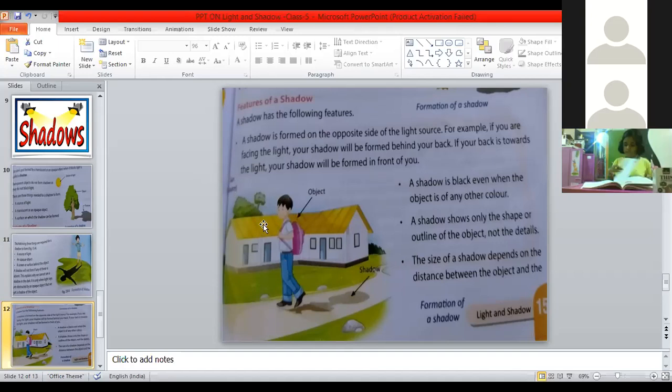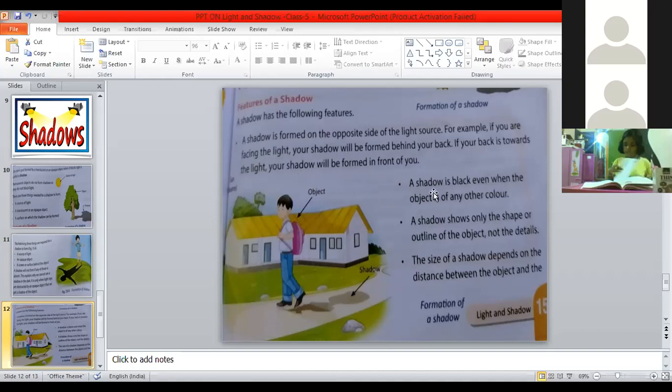Opposite to him. So, for example, if you are facing the light, your shadow will be formed behind your back. If your back is towards the light, your shadow will be formed in front of you. You observe your shadow while coming to the school and while going to the school also. And in the afternoon when you go for games, the shadow position will be changed because the morning sun will be in the east and in the evening it will be in the west, and always the shadow will be formed in the opposite direction of the light because the light is striking the boy and this boy is opaque, so light is not passing through him, it is reflecting back. When it is going back, the shadow will be formed here.